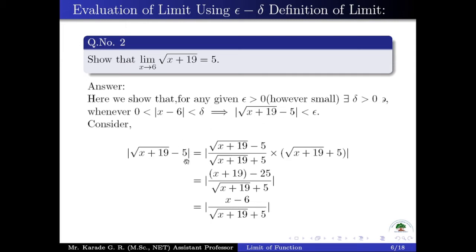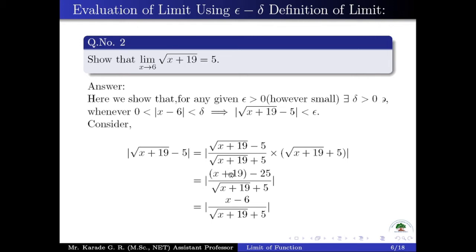This term is the modulus of root of x plus 19 minus 5, and we just rationalize this term. Rationalize means divide by root of x plus 19 plus 5 and multiply by root of x plus 19 plus 5. This process is called the rationalization process. Take the multiplication of these two terms, and the multiplication is x plus 19 minus 25.